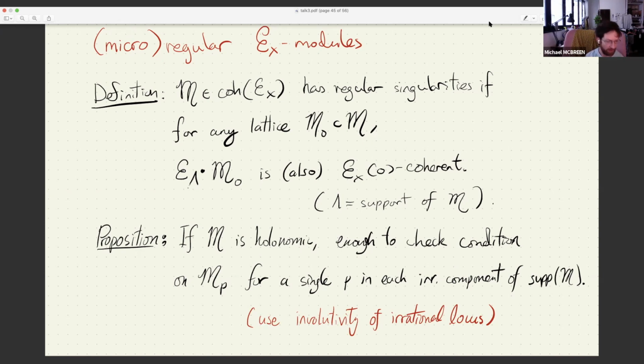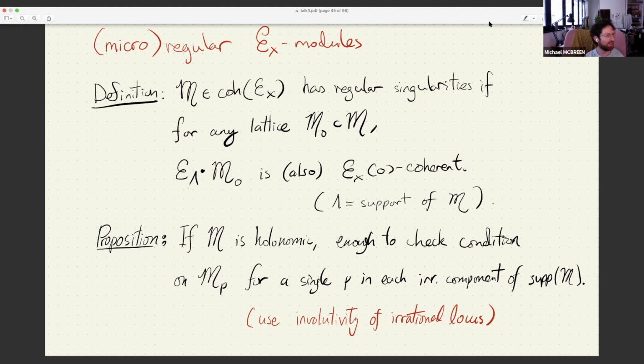Or just the lambda filtration for E of x. And so what this definition is telling you is somehow, I guess, given any lattice, I can enlarge it slightly to make it compatible with it.